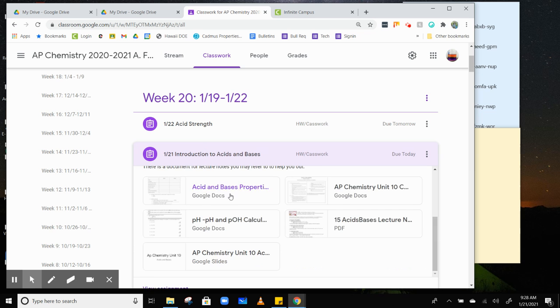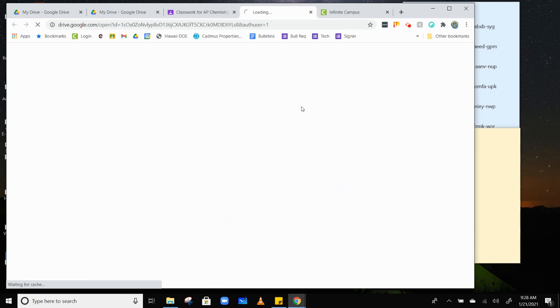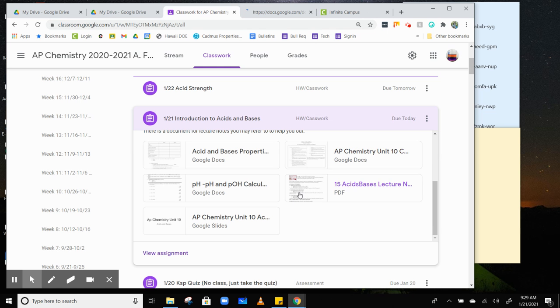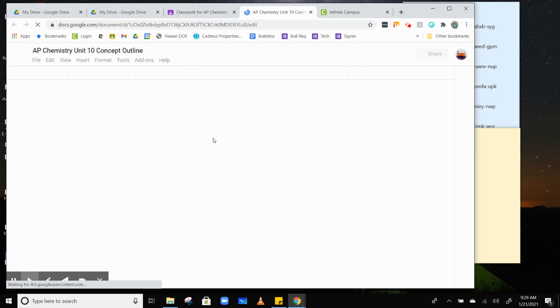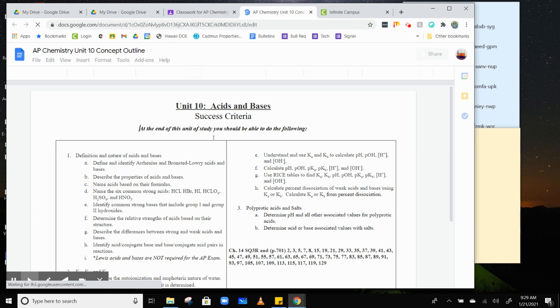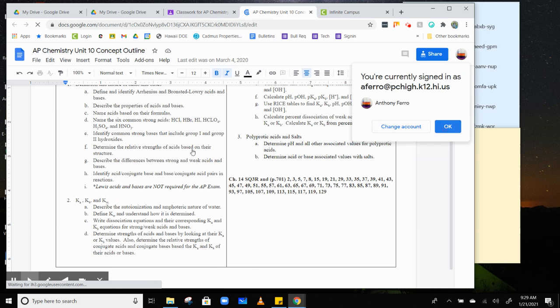Today, though, we're starting a new unit on acids and bases. So there's a couple things that you guys can look at here. The first thing is the success criteria here. You don't need to do a SQ3R for this one. So don't worry about the SQ3R.